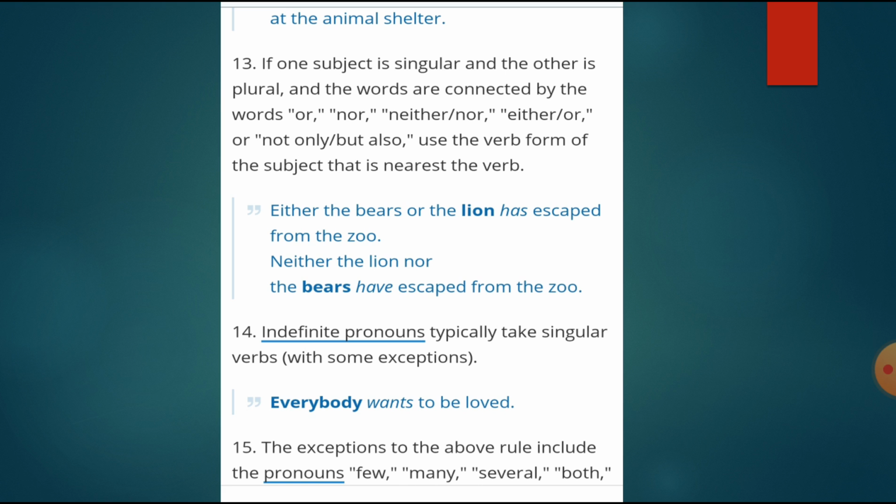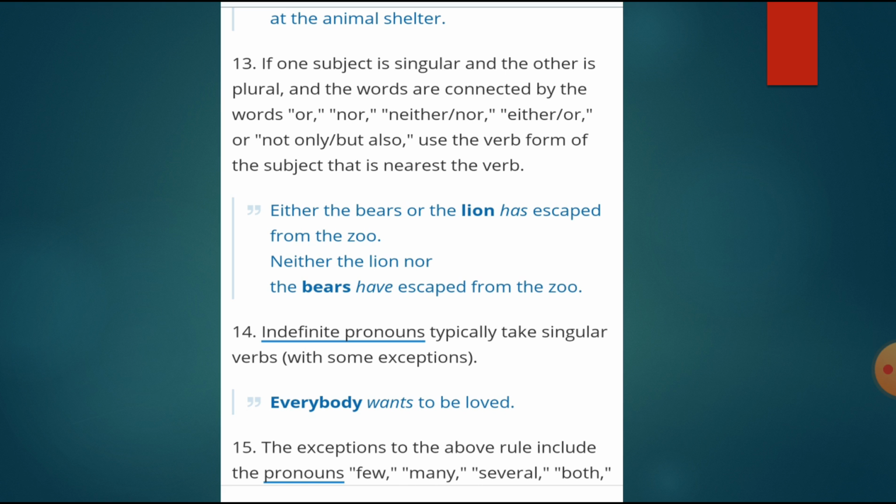Either the bears or the lion has escaped from the zoo. You can see we have put "has", because nearest to "has" is the subject lion, which is what? Singular, and away from it is bears. So we don't add "have", because we will decide the verb according to the nearest subject.